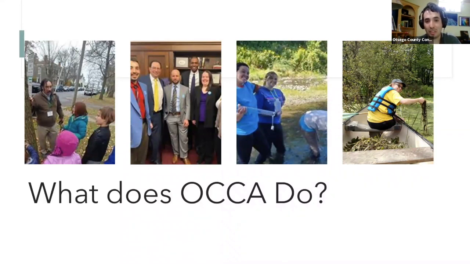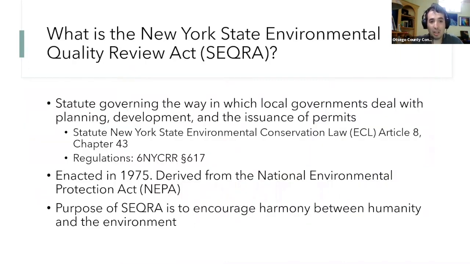So we do a lot of different things, all of which tie into SEQRA environmental policy directly and indirectly as well. And so, again, just to recap, the New York State Environmental Quality Review Act is basically the statute which governs the way in which local governments enact or conduct planning, development, and permit issuance processes all throughout the state. The statutes in the New York State Environmental Conservation Law and its implementing regulations are Section 617 of the New York Code of Rules and Regulations.